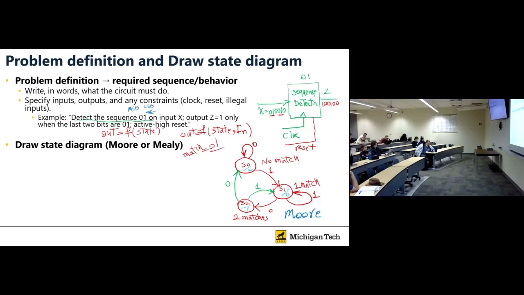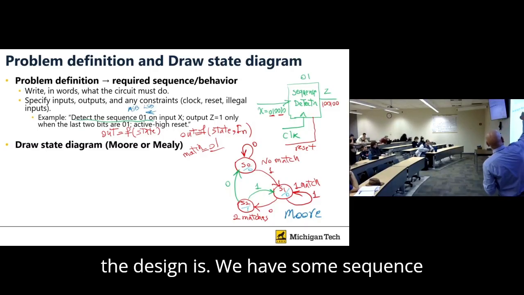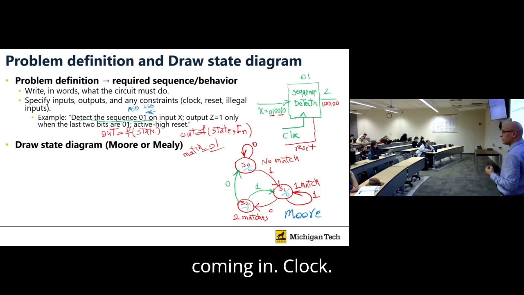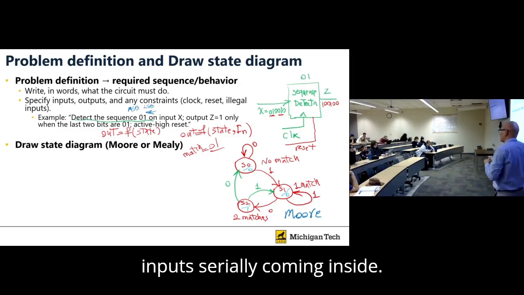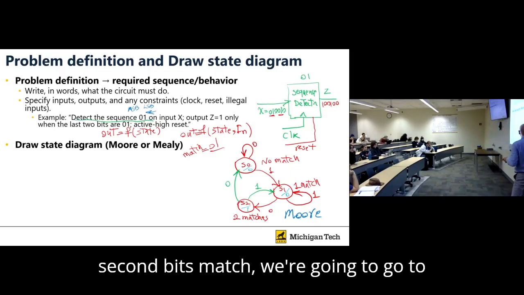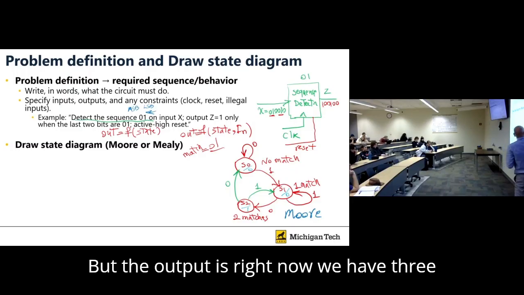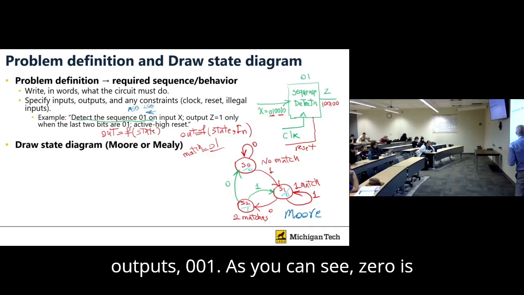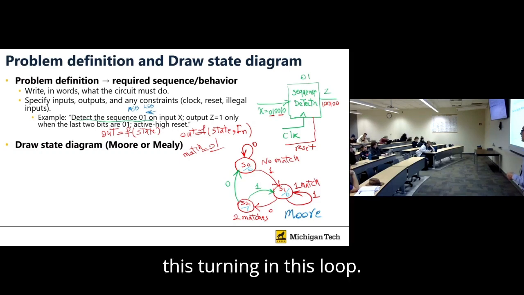Any more questions? Okay. So we know what the problem is. We want to design this. We have some sequence coming in, and with each clock, one of these inputs comes in serially. If the first bit matches, we go to this state. If the second bit matches, we go to this state and make the output. Right now we have 3 outputs, 0, 0, 1. As you can see, 0, 0, 1. Those 0, 0, 1 come from turning in this loop.